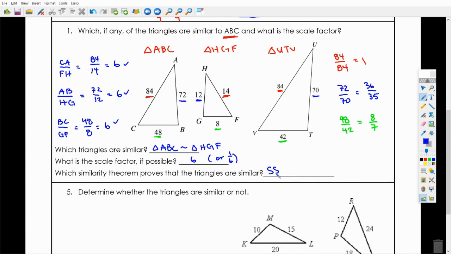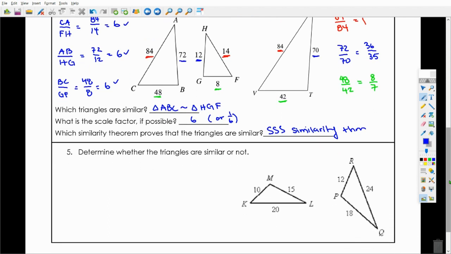And so the question here, what similarity theorem proves that the triangles are similar? Well, what did we just use for all of this? We used side, side, side. We compared 3 sides. So we call it the side, side, side similarity theorem, because we compared 3 sides.